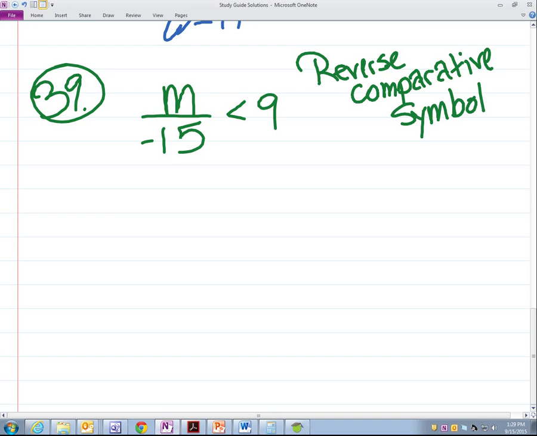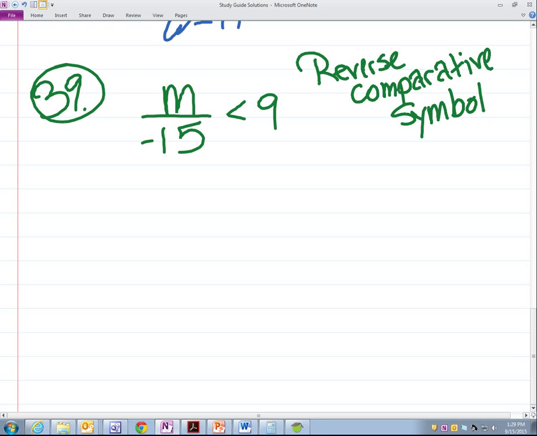Yes? Can you show us how to check it? My friend ended up asking me to check one problem. He didn't know how to check it, and I forgot how to. Gotcha. Okay.